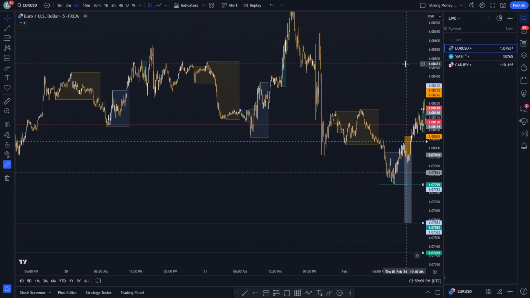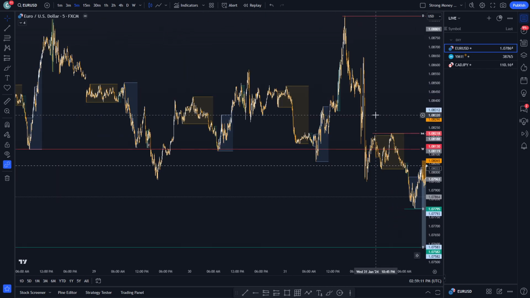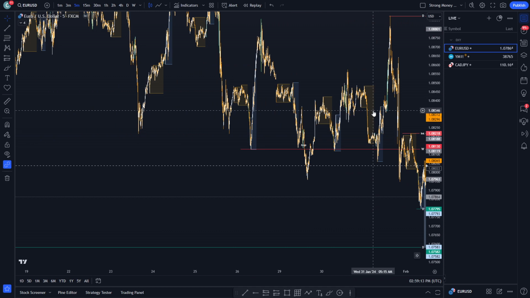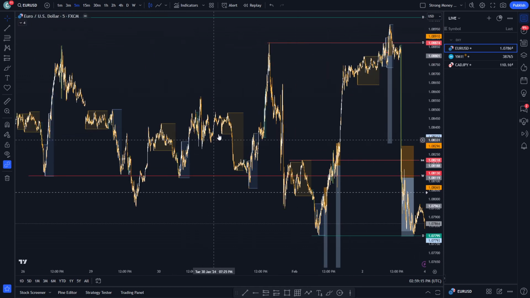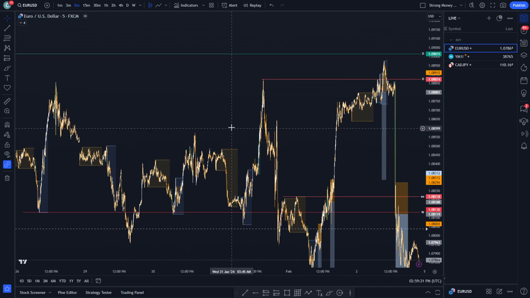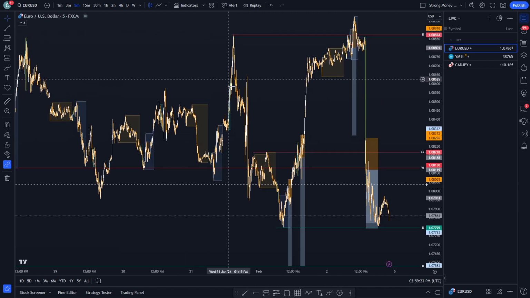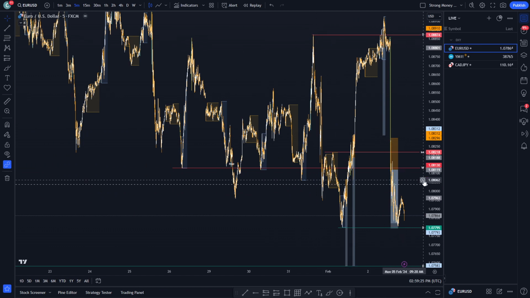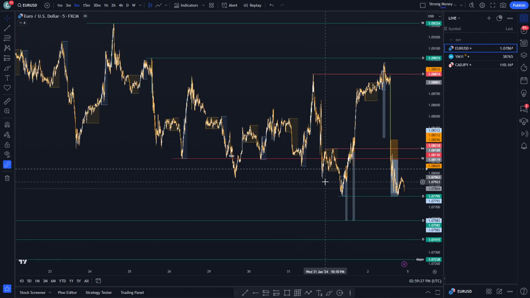Okay, for me, what I was looking at is this. We'd had a very clear bullish move here. This was Monday. I was expecting this to be our manipulation for the week, and then ultimately a distribution to continue this bearish price action all the way down here.